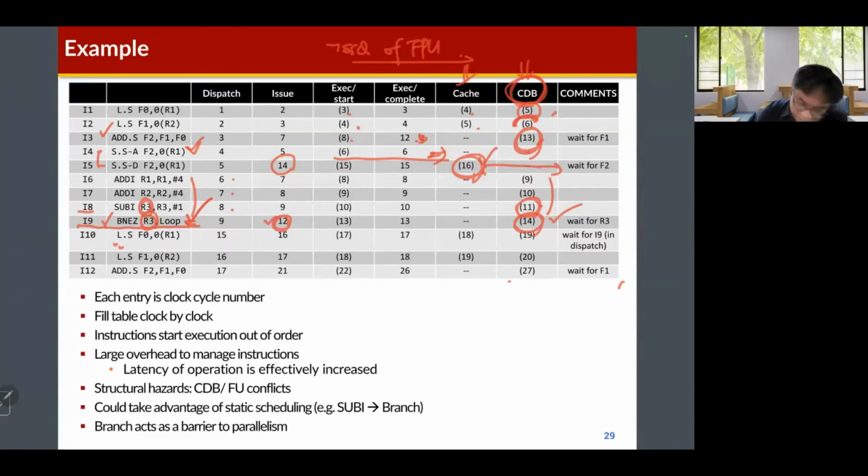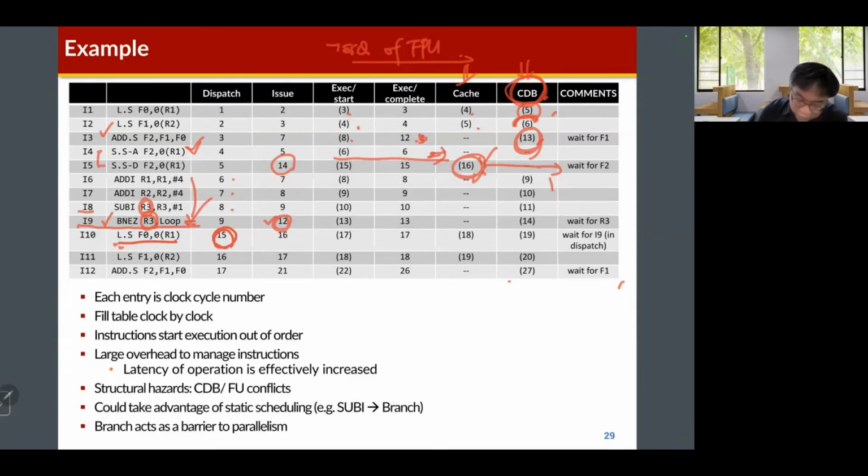So if you see this table, when the branch instruction is completed, which means the result of the branch instruction is reflected on the common data bus at clock cycle number 14. After that, this load instruction can be dispatched at clock cycle number 15. So what does that mean?